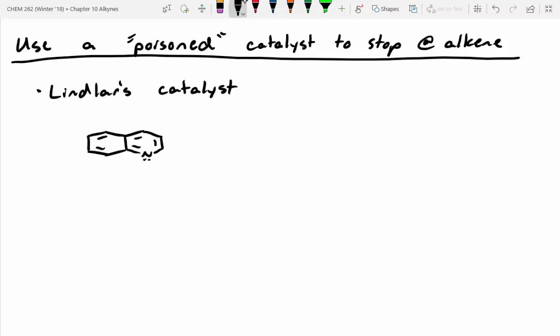So you start out with a ligand. It's a nitrogen heterocycle. And then you have this palladium barium sulfate mixture. And typically this is done in methanol. We're not even going to get into the why behind this, but essentially it's not reactive enough to overshoot. It's a little bit more sluggish, so it can stop at the alkene and it won't go any further after that. There's a second one that's called the P2 catalyst.